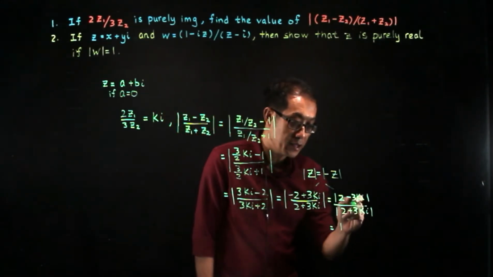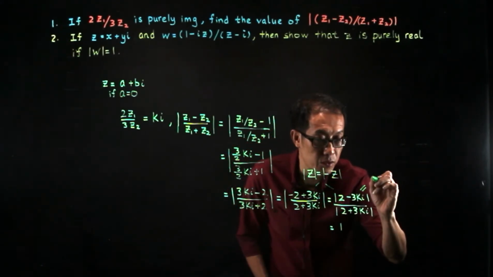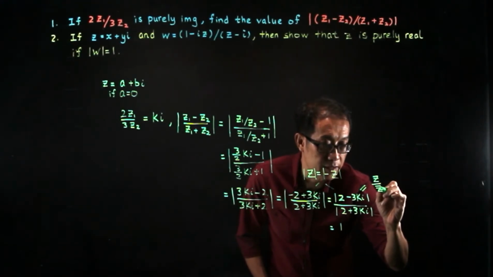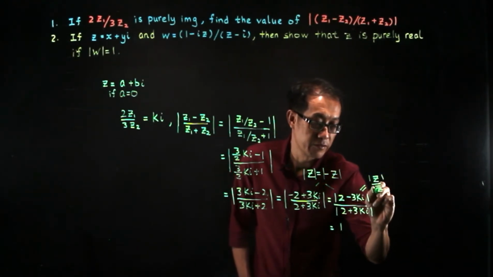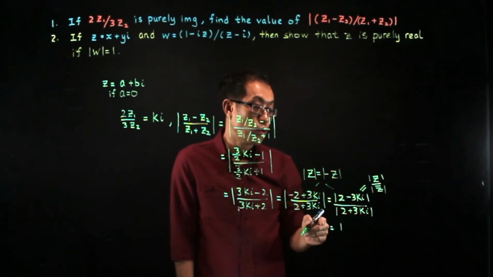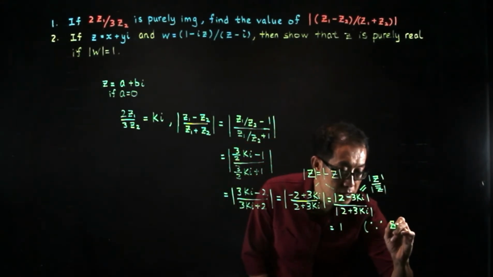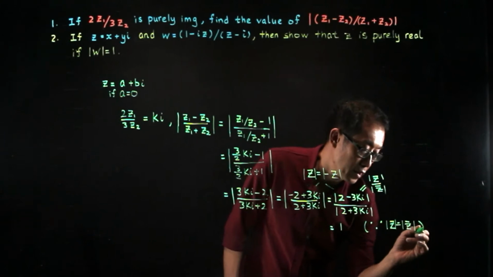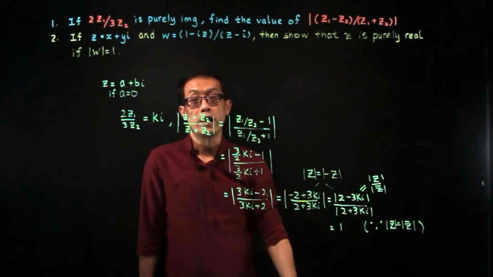So what is this equal to? This is actually equal to z over the conjugate of z, and then I take the modulus of each of them. Now this is equal to 1, because the modulus of z will be equal to the modulus of its conjugate. So this divided by this, you get 1.